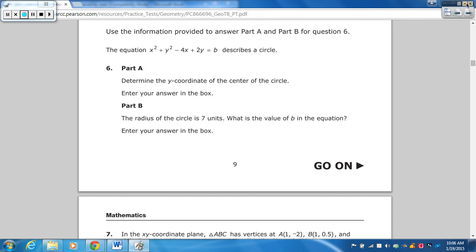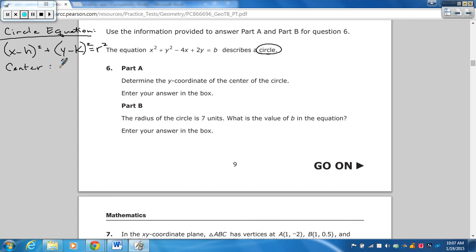The equation is this: x squared plus y squared minus 4x plus 2y equals b describes a circle. Whew, that's a lot. Well, first thing I want you to know about this is, what is the circle equation? Okay, circle equation. If I was to graph this within the coordinate plane, how would I do that? Well, here's the equation. (x minus h) squared plus (y minus k) squared is equal to the radius squared. That looks like a lot, but it's actually really simple in the fact that the center of our circle is always going to be at h comma k.